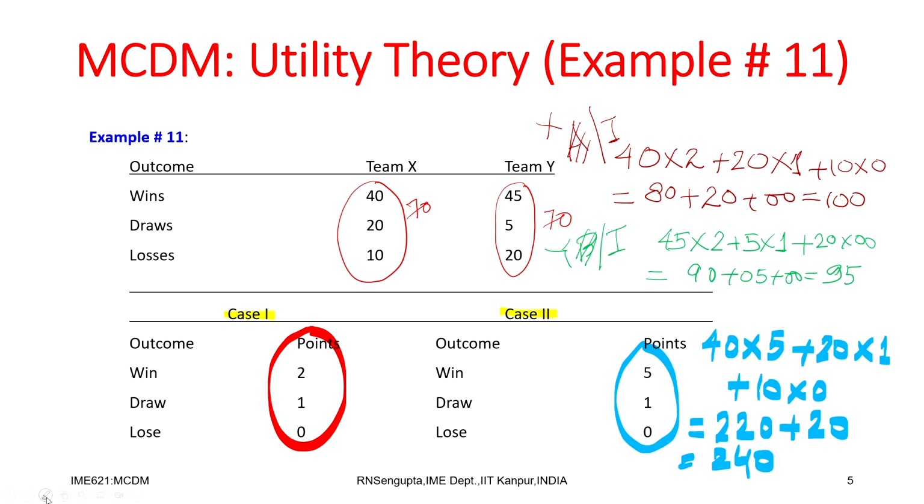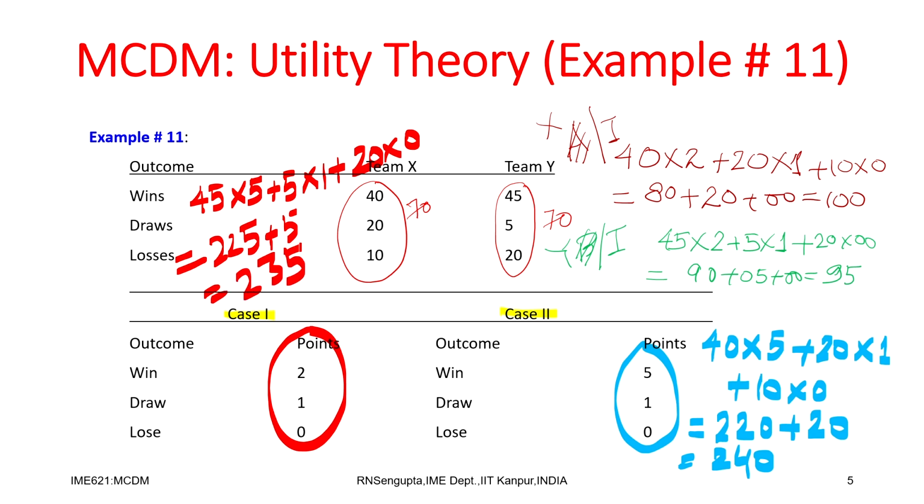And if I consider the corresponding value for Y, the points I will write it here. The next slide would give you the summary. So, it will be 45 into 5 plus 5 into 1 plus 20 into 0. So, 5 5 is 25, 5 4 is 20, 225 plus 5 is equal to 235. So, 235 is the point secured for Y under scheme 2, case 2.